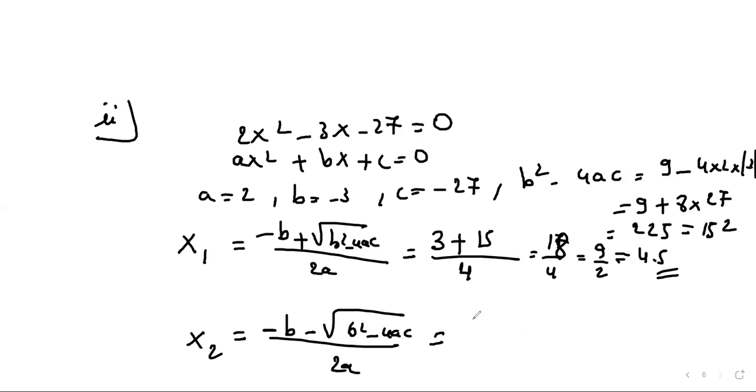After that, I have 3 minus 15 divided by 4, which is equal to negative 12 divided by 4, which is equal to negative 3. And I got the same solution as the first method. So this is really reassuring for me.